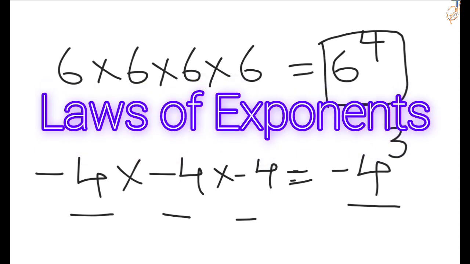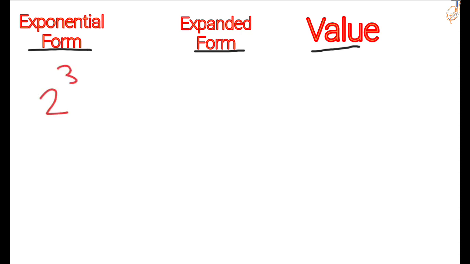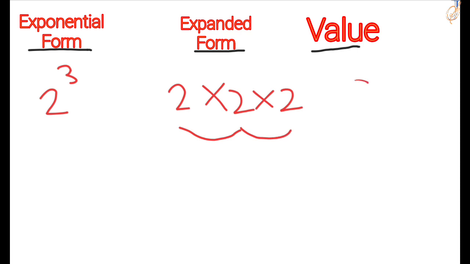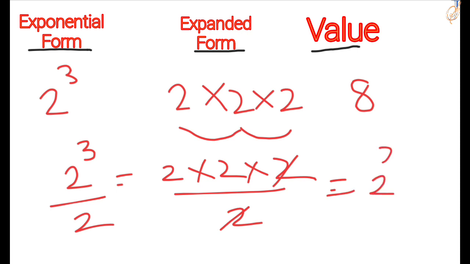Next, laws of exponents. Exponential form, expanded form, value. Suppose you take 2 power 3, so it is in exponential form. Here the base is 2 and the number 3 is the power. 2 power 3 means you have to write 2 three times, so 2 times 2 times 2. What is the value? 2 times 2 is 4, 4 times 2 is 8. If we do division by 2 for this exponential form 2 power 3, what do you get? You will get 2 power 2.